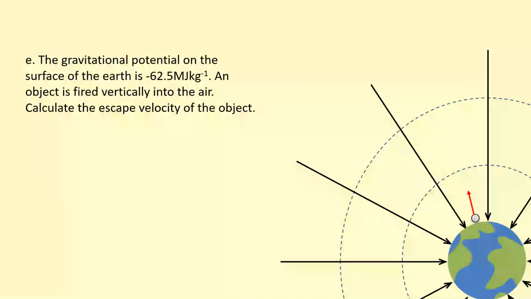In this final example, the gravitational potential on the surface of the Earth is minus 62.5 megajoules per kilogram. That's on the surface there. An object is fired vertically into the air. Calculate the escape velocity of the object.